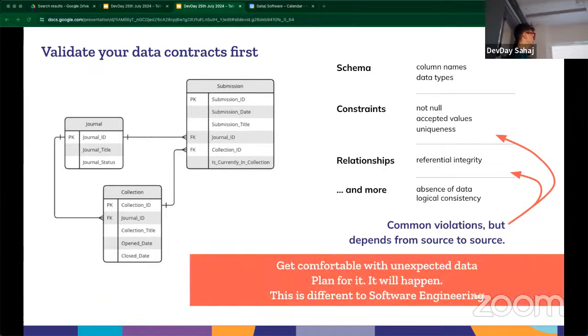Now, ideally, these violations should be handled at source by the data producing team. But people's roadmaps are busy. Things just don't get fixed in time. So effectively, you need to get comfortable with unexpected data. You need to plan for it, because it will happen. And if you don't plan for it, your pipelines are just going to fail.